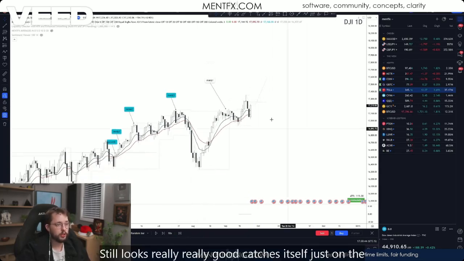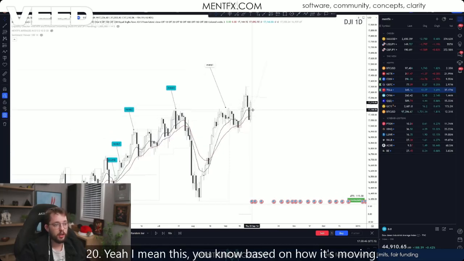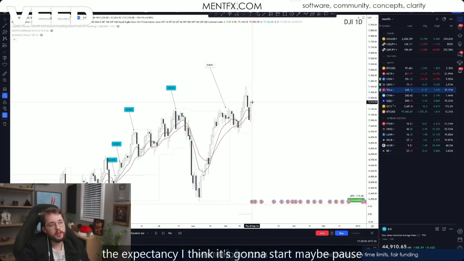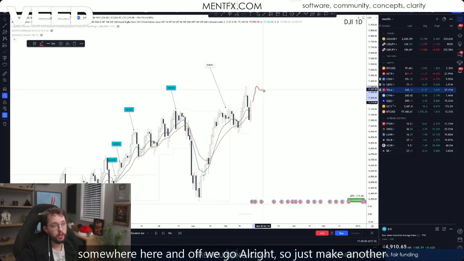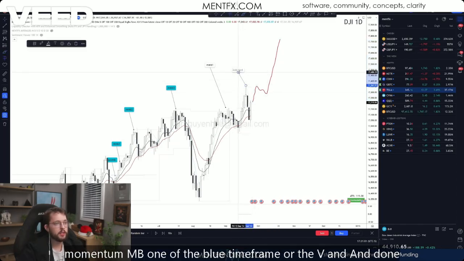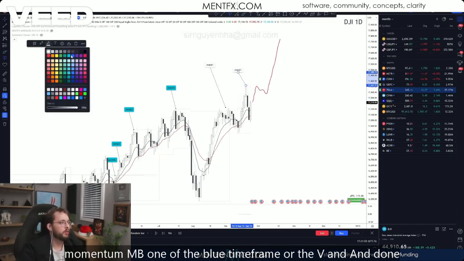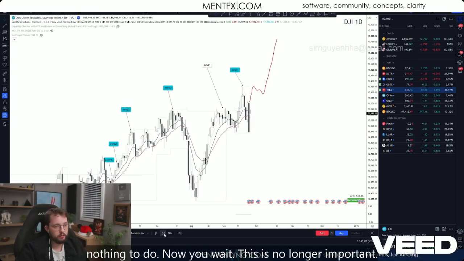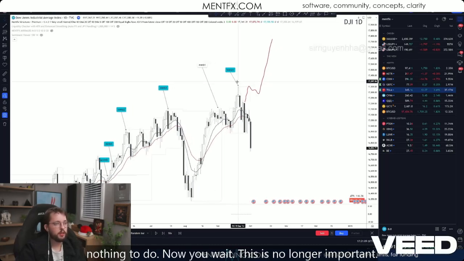Still looks really, really good. Catches itself just on the 20. Yeah, I mean, based on how it's moving, it's probably not going to instantly go, but that's the expectancy. I think it's going to start, maybe pause somewhere here, and off we go. All right, so just make another momentum MB within this area, because this is all acting as a momentum MB1 of the blue time frame, or the V. And done. Nothing to do. Now you wait. This is no longer important.